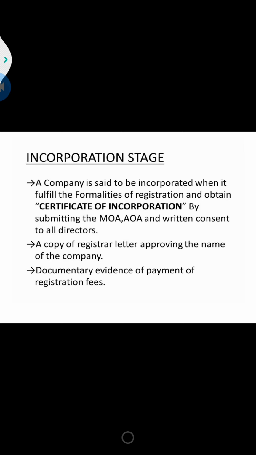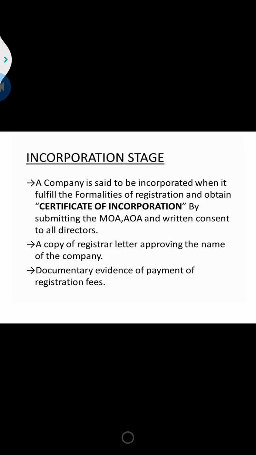A company is said to be incorporated when it fulfills the formalities of registration and obtains the certificate of incorporation by submitting the memorandum of association and the written consent of all the directors. So the company is going to get itself registered. In order to get the company registered, you have to fulfill some requirements, the formalities of registration, and only then you are going to get the certificate. That certificate is called the certificate of incorporation.